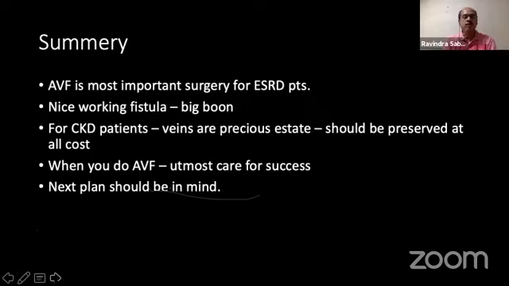And therefore, just to summarize, AV fistula is the most important surgery for the ESRD patient. A nicely working fistula is a big boon to the patient and to the nephrologist. For CKD patients, veins are very precious and should be preserved at all costs. When you do an AV fistula, utmost care should be taken for the success of the surgery, and the next plan should be there in your mind.